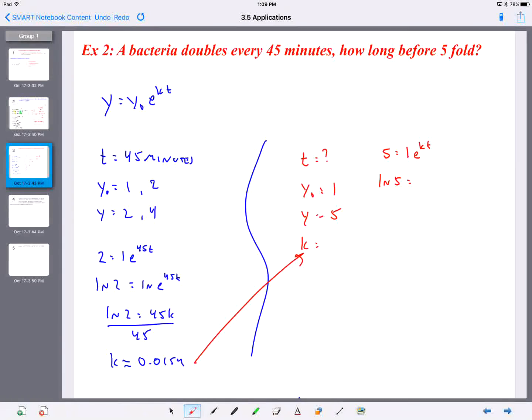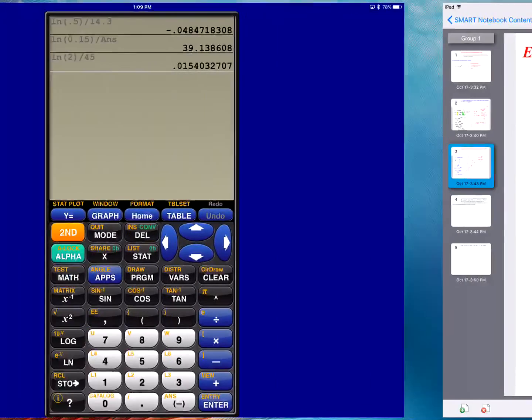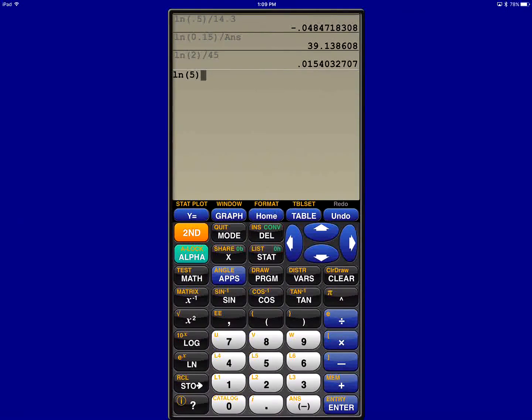So we'll do the natural log of both sides. That will cancel out the base of e. And now you can divide by k. So we'll take the natural log of 5 divided by k. Natural log of 5 divided by the answer from above. Do not approximate it. And we'll get 104, I think this one's in minutes, yeah. Approximately about 104 minutes on this one.